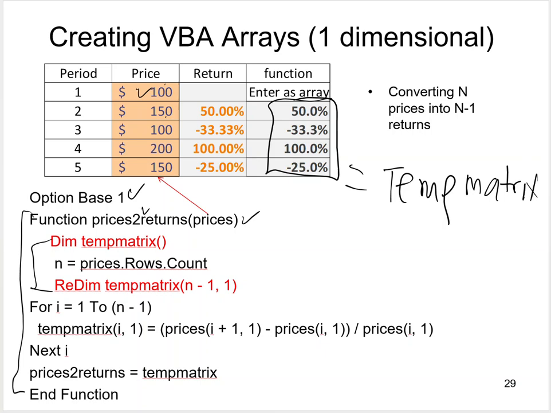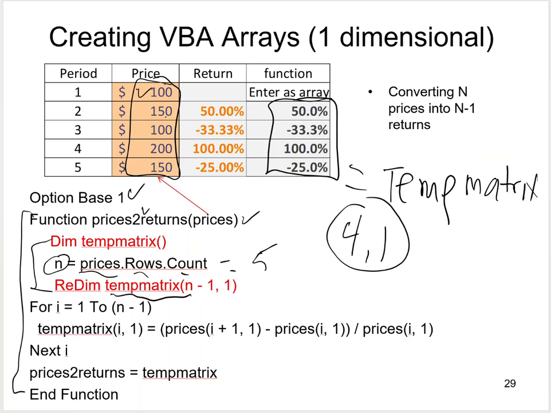Now I need to give it the dimensions. How do I know it's going to be a 4x1, 4 rows, 1 column? Because the user, when they insert the program, is going to add this as a parameter, 5 prices. So if there are 5 prices in a column, you're going to only get 4 returns. So I'm going to figure out how many prices were just given to me. N equals prices.rows.count. So in this case, it's going to return a value of 5. Then I can redim my temp matrix as a 4x1, or in other words, a 5 minus 1 by 1. Because remember, if you have n number of prices, you'll have n minus 1 number of returns. And then here's where all the work's going to be done.